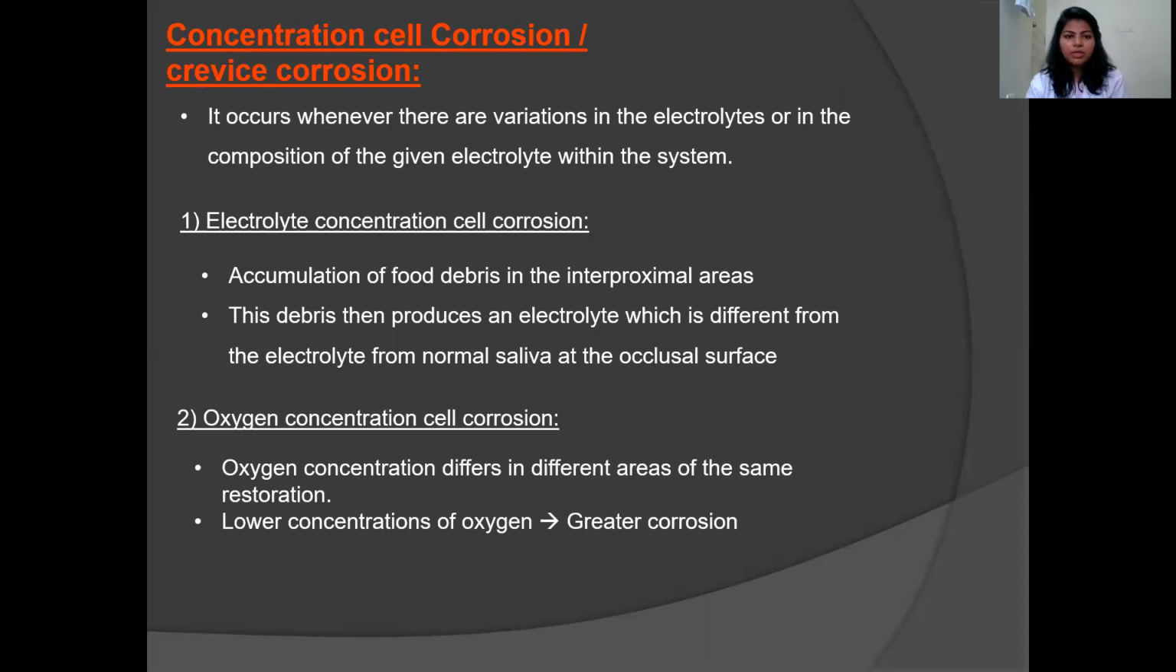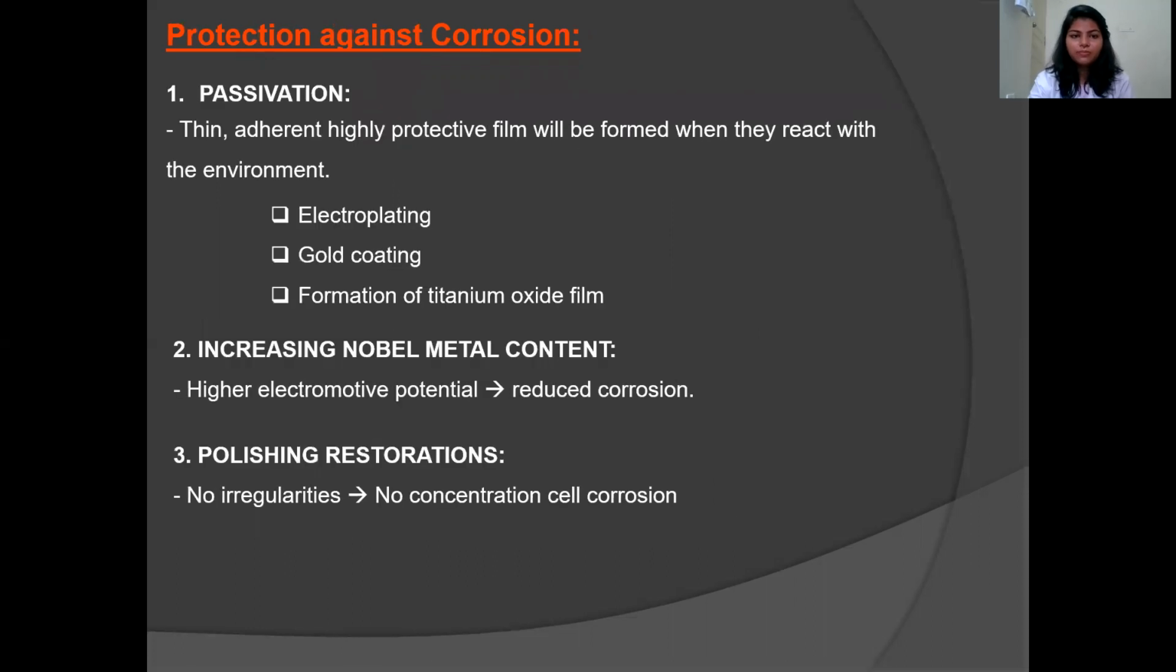Concentration cell corrosion or crevice corrosion occurs whenever there are variations in the electrolytes or in the composition of a given electrolyte within the system. In electrolyte concentration cell corrosion, there is accumulation of food debris in the interproximal areas. The debris produces an electrolyte which is different from the electrolyte from normal saliva at the occlusal surface. In oxygen concentration cell corrosion, oxygen concentration differs in different areas of the same restoration. Lower concentrations of oxygen lead to greater corrosion.